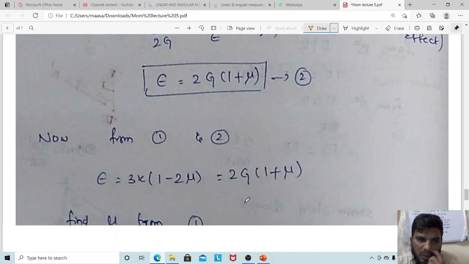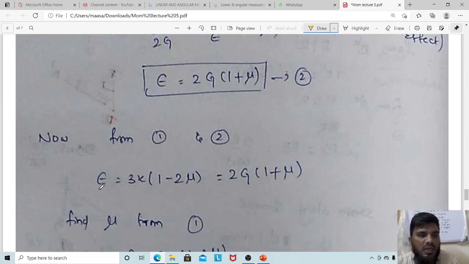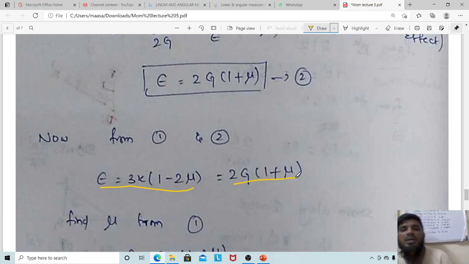According to the first equation, E is equal to 3K of 1 minus 2 mu. According to the second equation, E is equal to 2G of 1 plus mu. So both are equal, and we can compare both to find the relationship between E, K and G without Poisson's ratio. G and C are equal, don't get confused. Some authors use C, some authors use G.